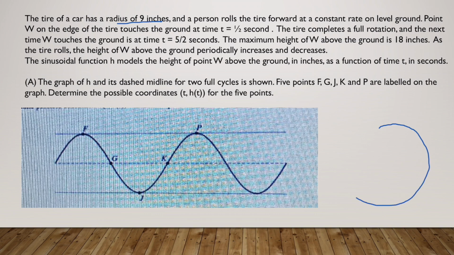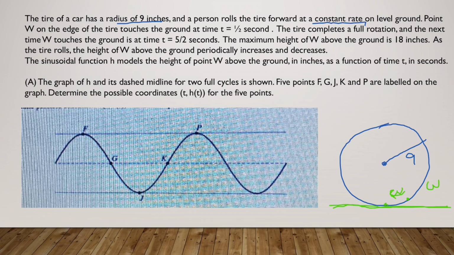So I'll have a tire of a car in the shape of a circle with radius 9 inches. And a person rolls the tire forward at a constant rate on level ground. Point W on the edge of the tire touches the ground at time t equal to half of a second, which means if I have my point W somewhere here, and after I rotate my tire for half a second, my point W will come right here after rotating, which is touching the ground, and only one point can touch the ground at a time, which is the tangent to it.